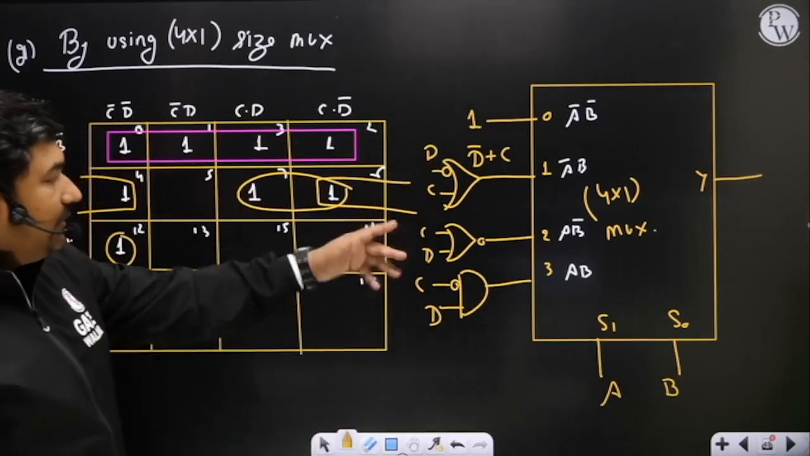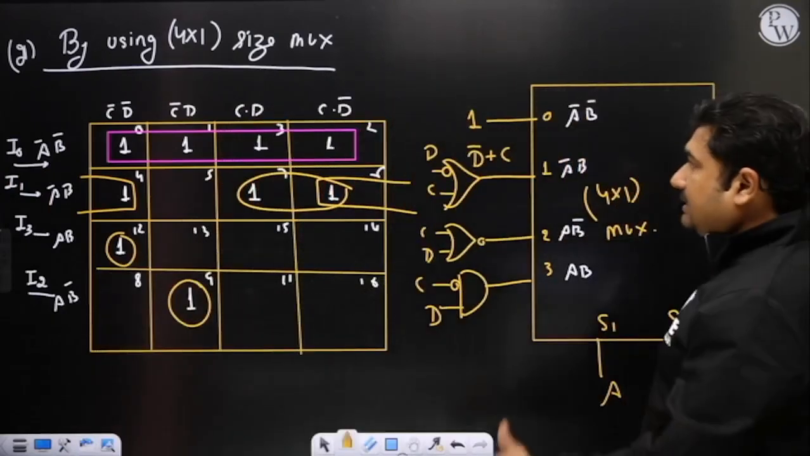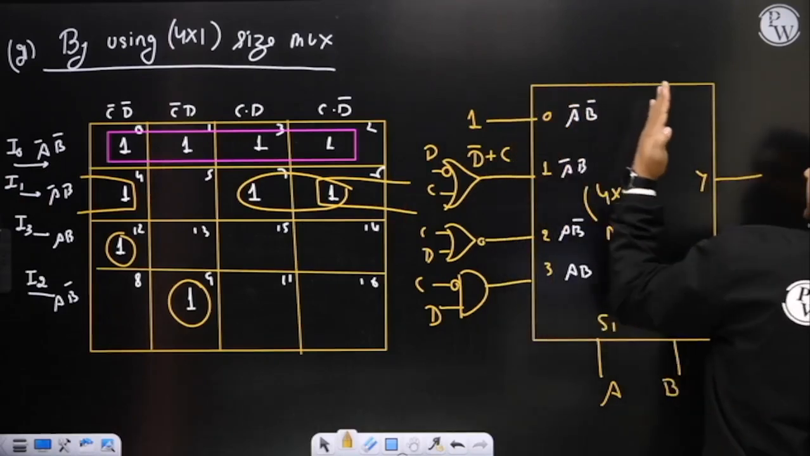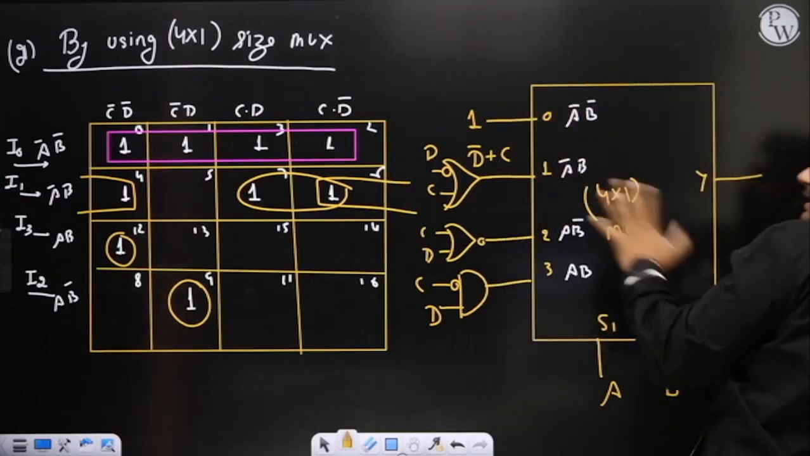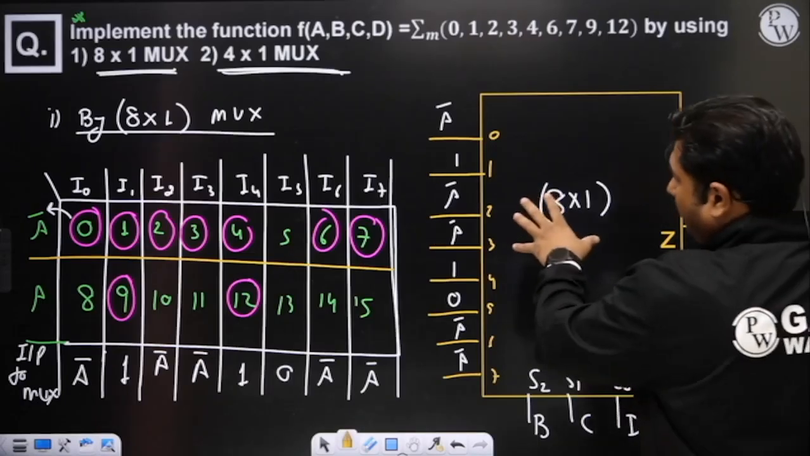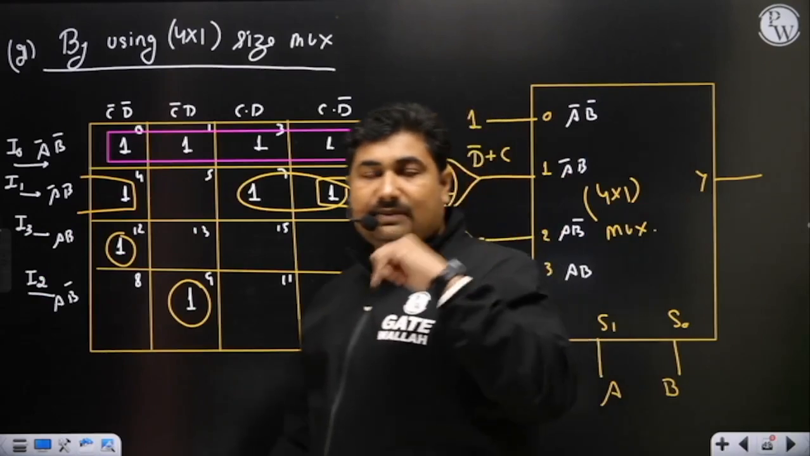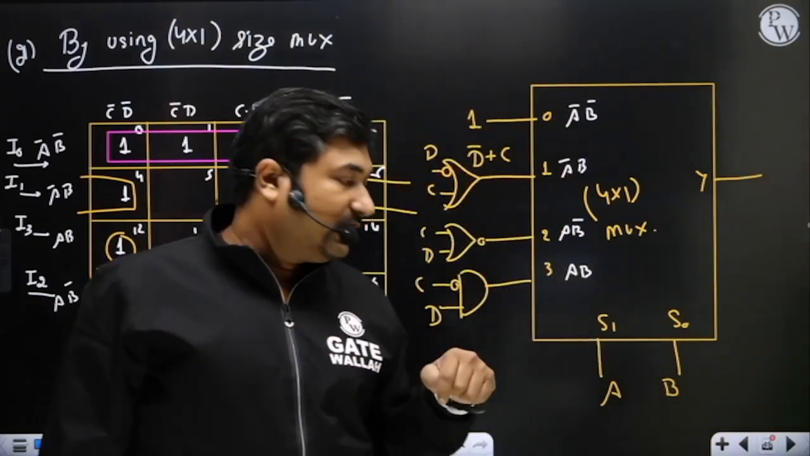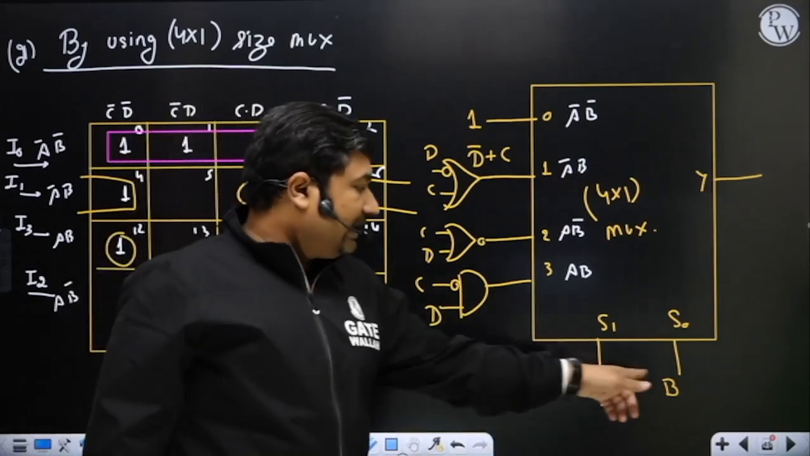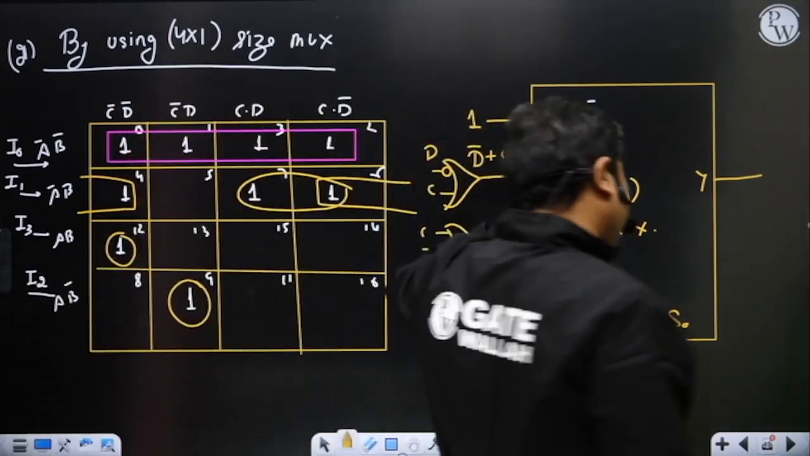Yes, sir. You can implement in this way, but this is not a good choice. Why? Because the delay is increasing. One logic level delay is increased. We have one AND gate delay and one OR gate delay. So the delay is increasing. But it also depends upon the select line chosen. Instead of choosing the select line AB, if I choose the select line CD, then see what happens.